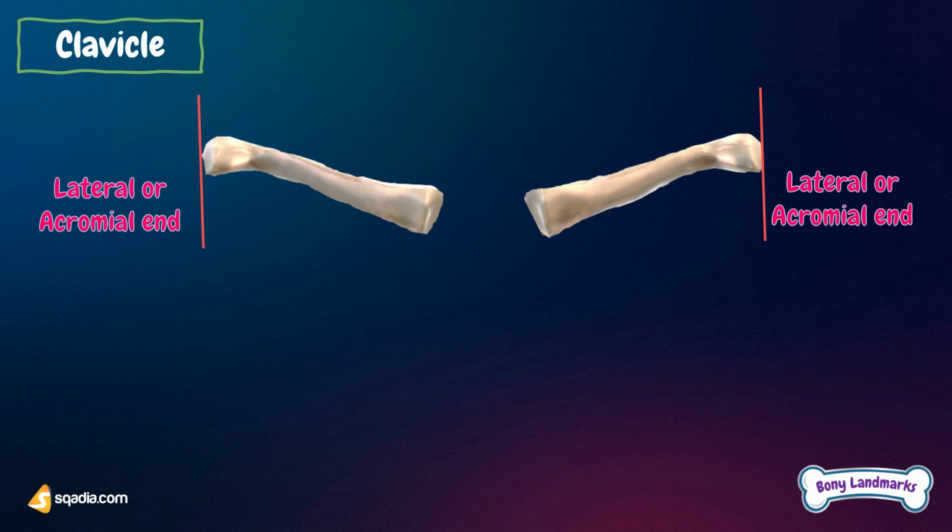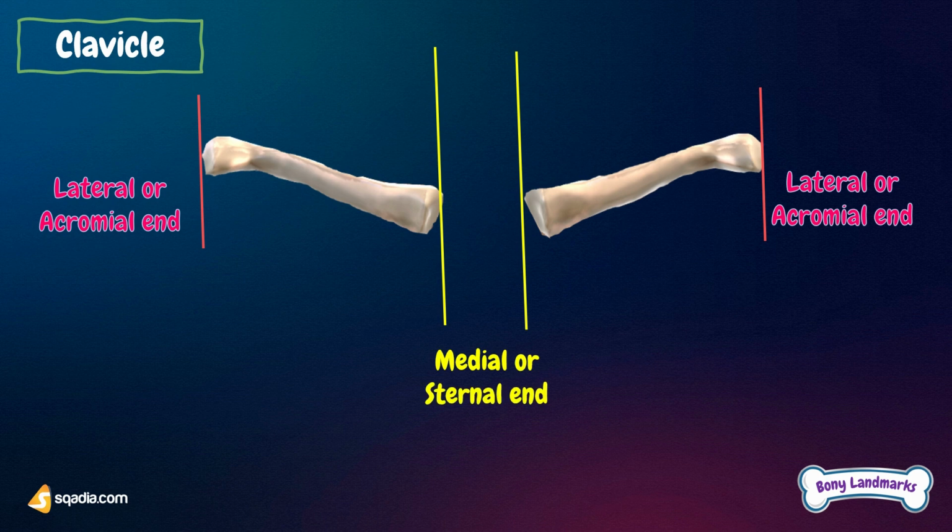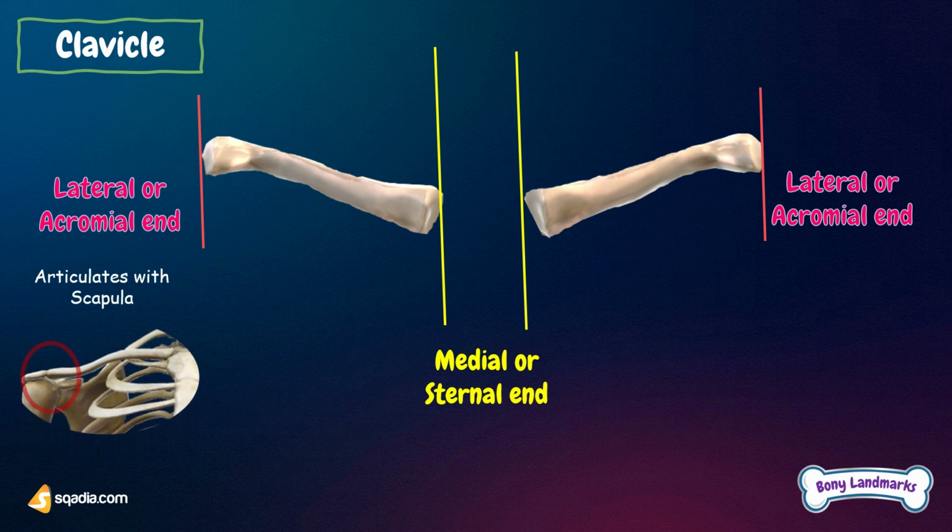Just for a bit of revision, the lateral end, or the lateral aspect, is the one that is away from the midline of the body, while the medial end or aspect is the one that is towards the midline of the body. Lateral and medial ends. The lateral end is flattened from above downwards.